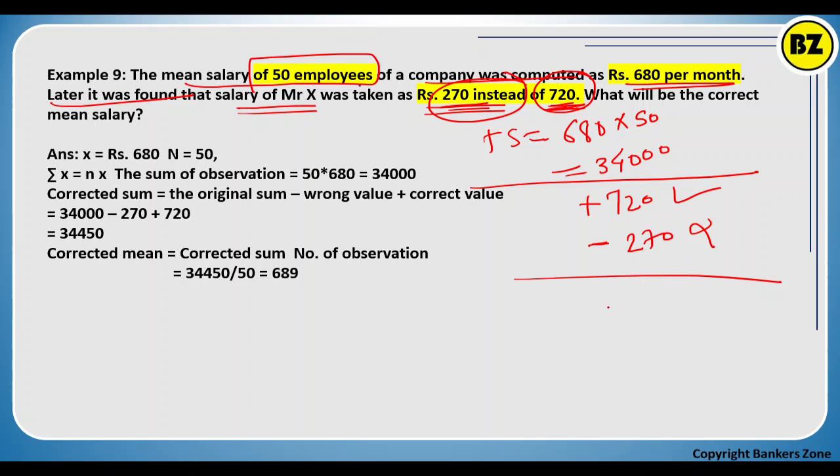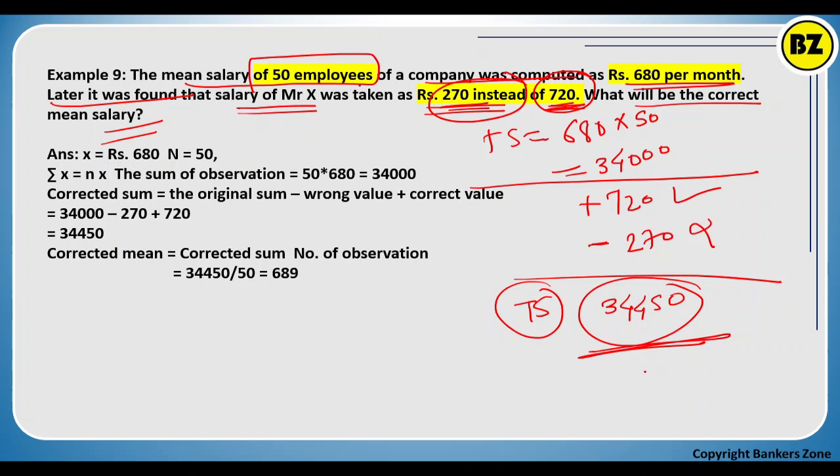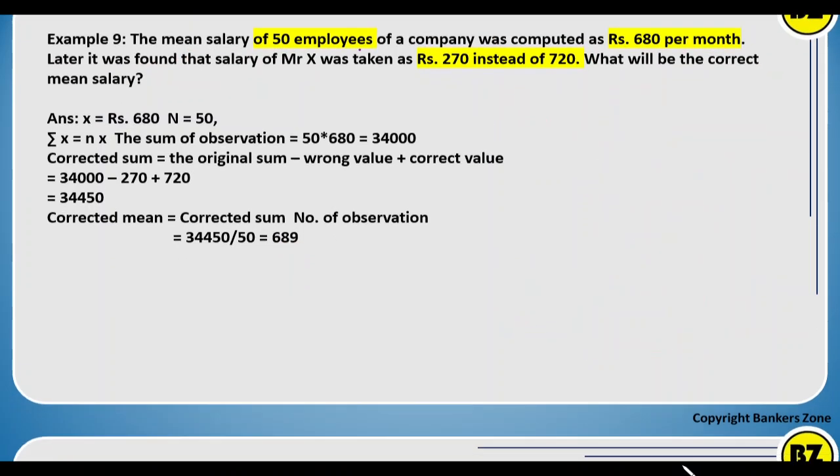When you solve this, you will get 34,450. Okay, this is the total salary. Now what they are asking: what will be the correct mean salary? To find the mean, simply divide by the total number of employees. This is the total salary, and 50 employees. So you will get 689, and this is your answer. Very easy. So how easily you can solve this type of problems.